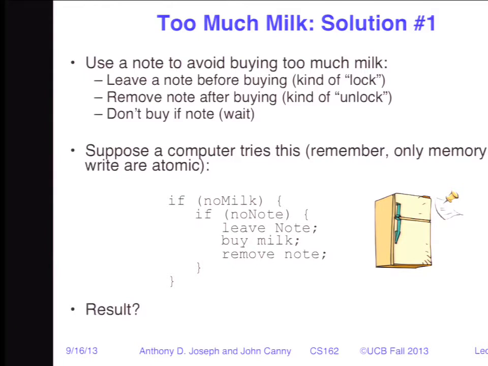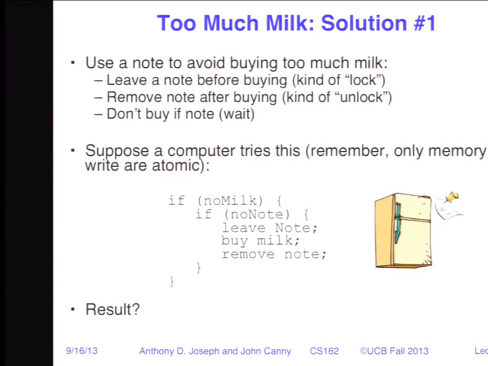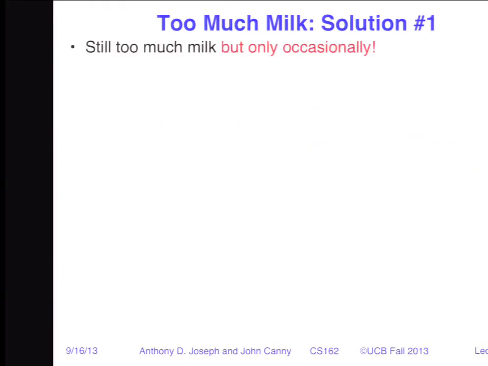You can end up with both of them leaving a note and buying milk and removing their own note if you interrupt at the wrong time. Exactly. We can end up with both buying milk if we interrupt at the wrong time. Okay, so let's look at that. The problem is, in most cases, this works fine. I come home, I see there's no milk, and I see there's a note, and I don't do anything. But occasionally, it will end up with too much milk.